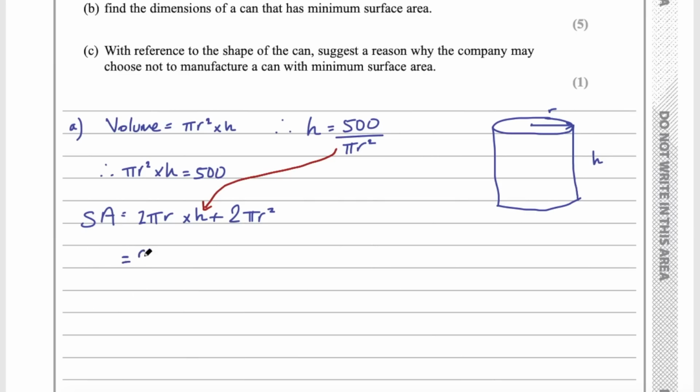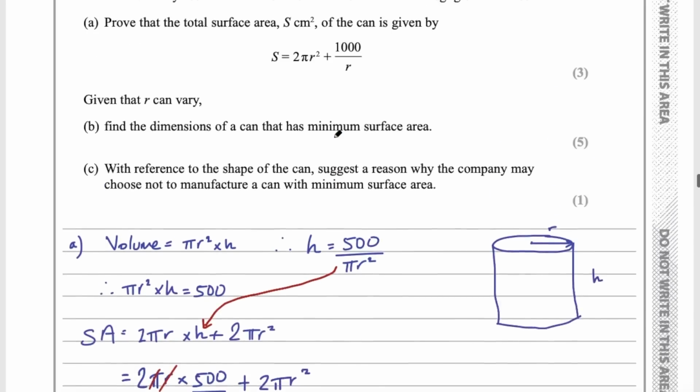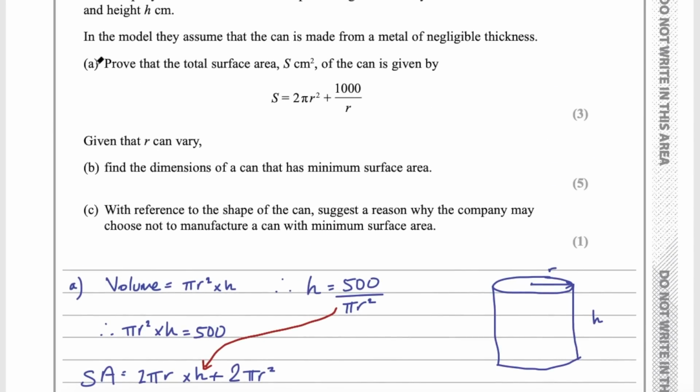Okay, so this will turn out to be 2 pi r multiplied by 500 divided by pi r squared, plus 2 pi r squared. And having a look at this part of the equation, because these are multiplied together, we can cancel some things. So this r will cancel with one of the r's on the bottom line. This 2 times 500, that's 1000. Also the pi's cancel out, so this pi here and this pi on the bottom line cancel out. So on the top line we're left with 1000 divided by r plus 2 pi r squared for the surface area. And that is what they've asked us to show. Okay, part A, that's part A done.